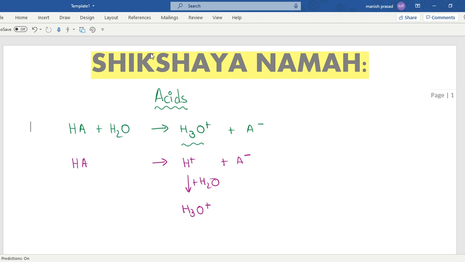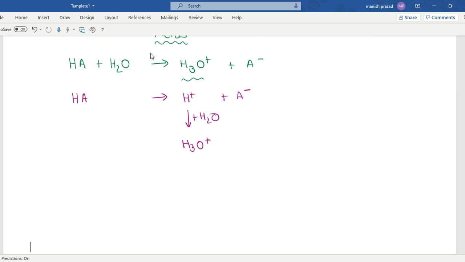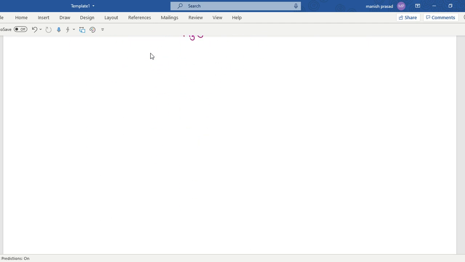Now, acids can be of two types. An acid can be a mineral acid or an organic acid. Any acid that we prepare in the lab or get from the earth is a mineral acid, like HCl. What is the full form of HCl?